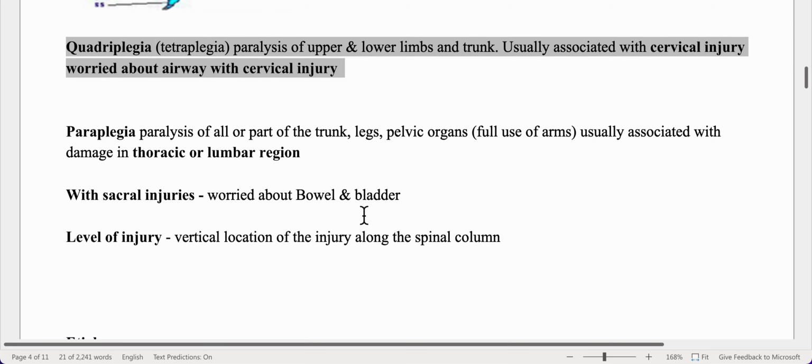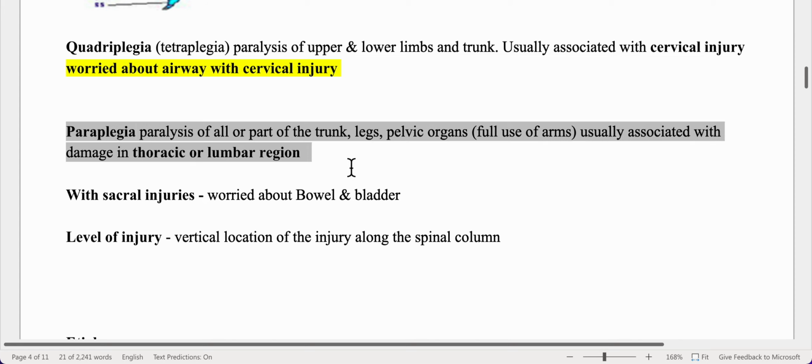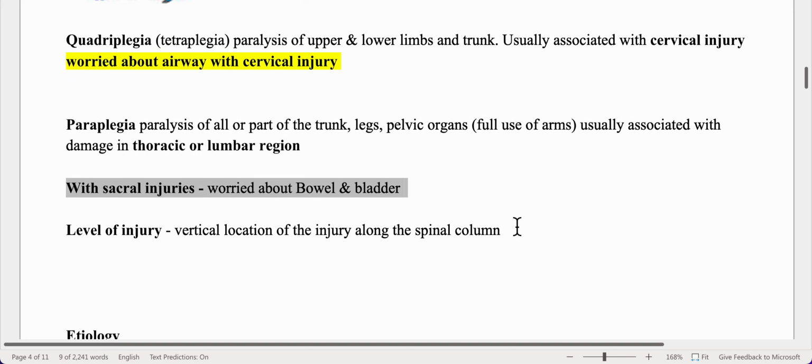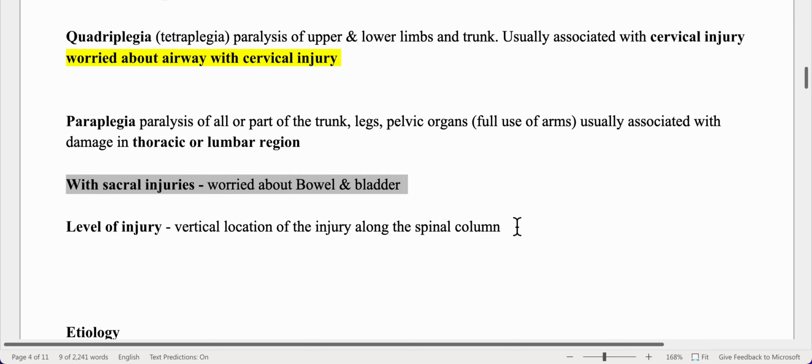Quadriplegia, or tetraplegia, is paralysis of upper and lower limbs and trunk, usually associated with cervical injury. We worry about the airway with cervical injury. Paraplegia is paralysis of all or part of the trunk, legs, and pelvic organs, with full use of arms, usually associated with damage in the thoracic or lumbar region. With sacral injuries, we worry about bowel and bladder.